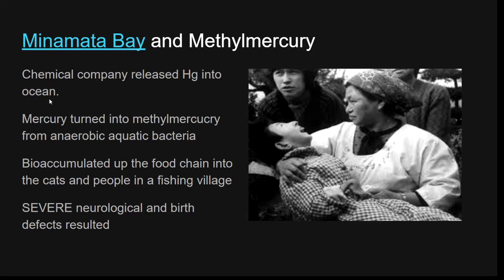Basically, a chemical company was releasing mercury out into the ocean. It was just dumped into the ocean in a fishing village in Japan. And so that mercury was converted to methylmercury by those aquatic bacteria. It is important to know that they are anaerobic, so they do not require oxygen in this process. I spelled mercury wrong again. But so it's converted to methylmercury, and then bioaccumulated up the food chain.